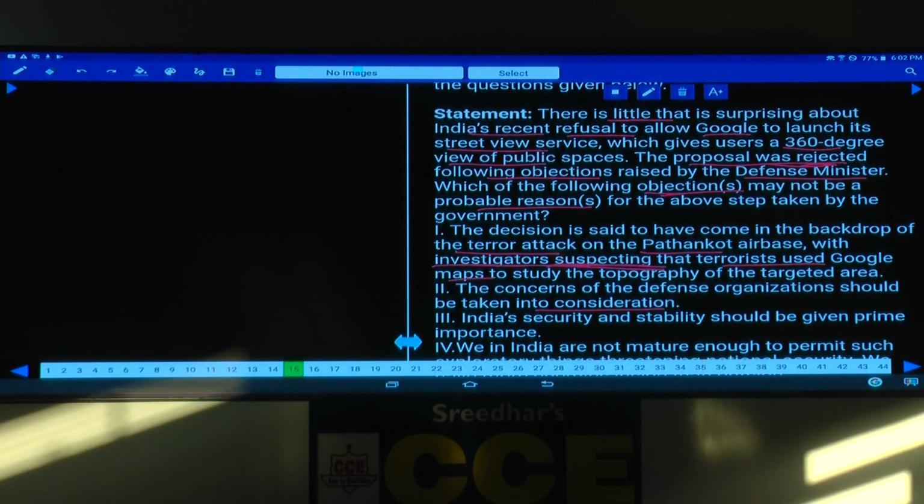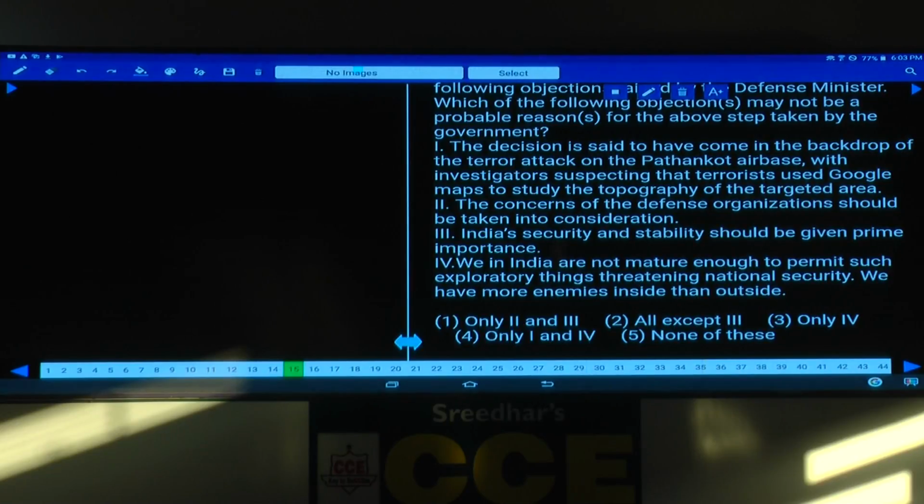Yes, because the defense is solely responsible for the safety of the people. Next one: India's security and stability should be given prime importance. Hence, this is the reason why they have rejected Google's proposal. And the second one is also a reason why they have rejected Google's proposal.